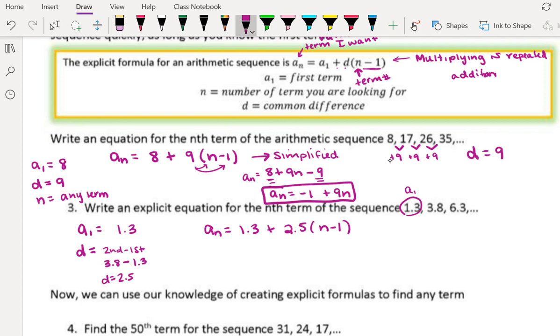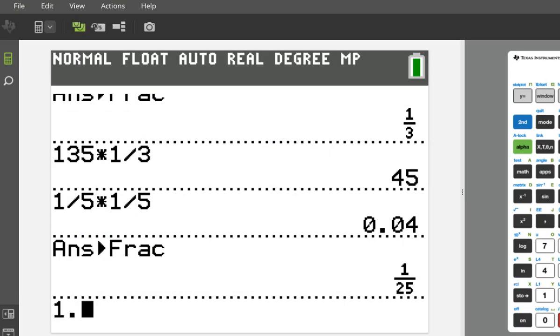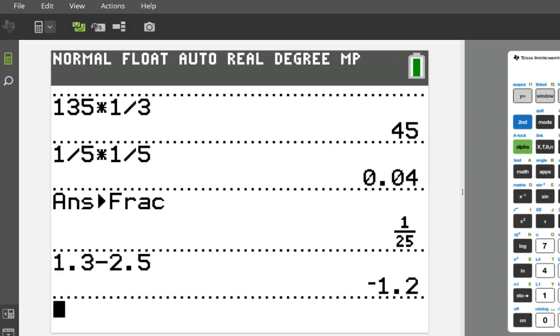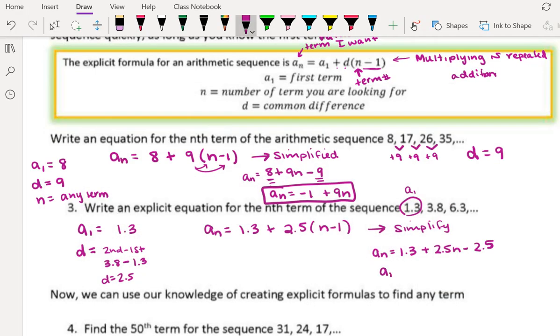If I simplify, then you're going to see a sub n is equal to 1.3 plus 2.5n minus 2.5. Okay, and then 1.3 minus 2.5, we get negative 1.2. So a sub n is equal to negative 1.2 plus 2.5n. Okay.